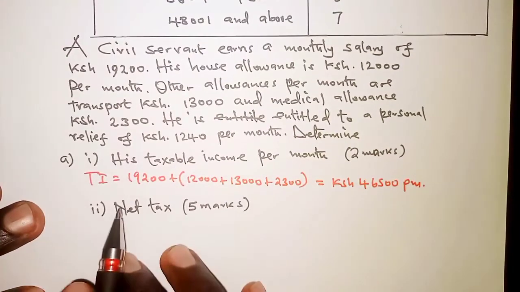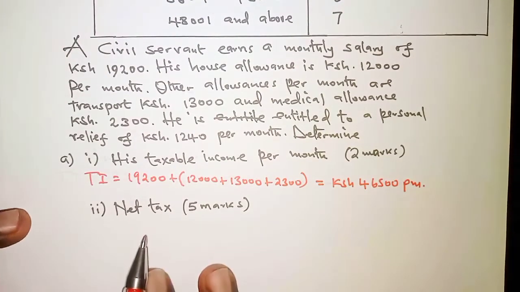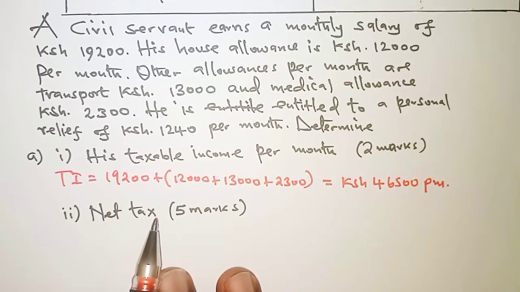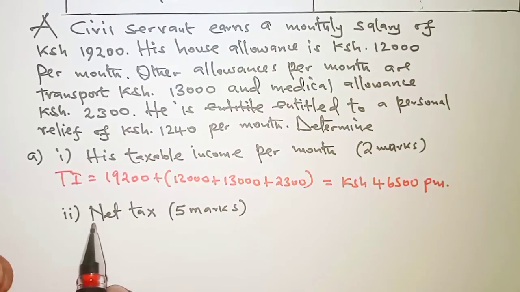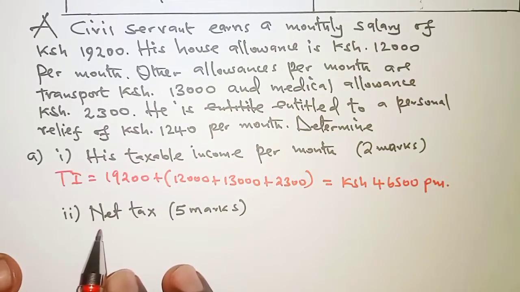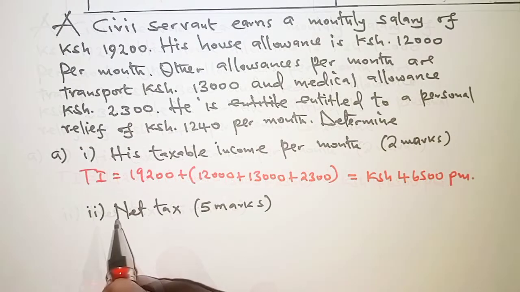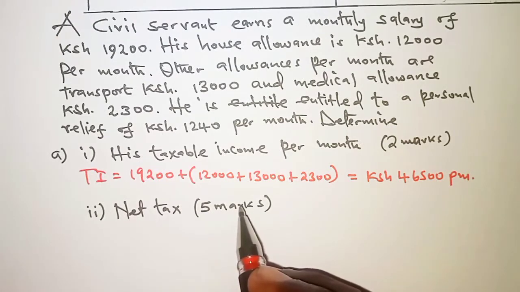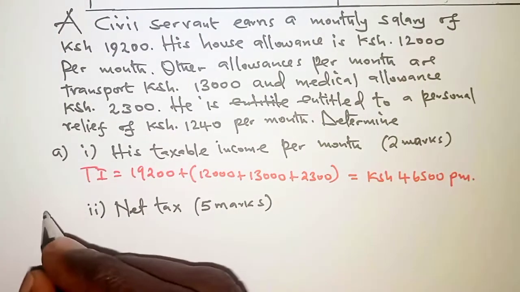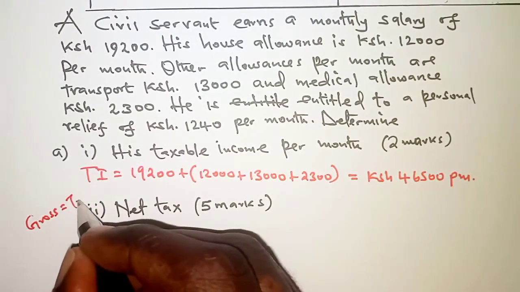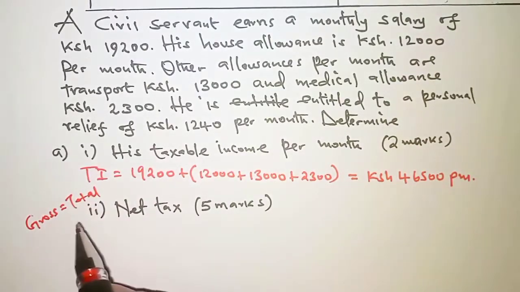Next, we are required to get the net tax. Remember, this is just an instruction to carry out tax calculation. Whenever you see the word net, that means the value that remains after some deductions have been done. The opposite of net is gross. Gross means total. So when I say gross, I just mean total. And the opposite of total is net. So before we deduct anything, we have the gross. After deduction, we remain with the net.